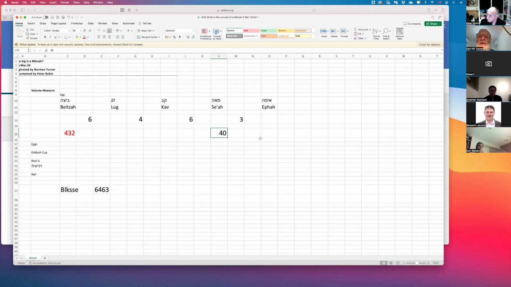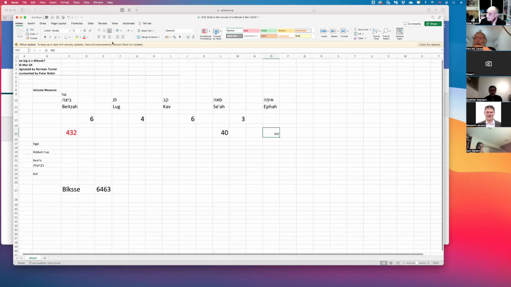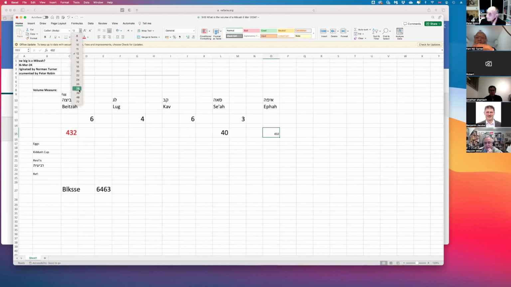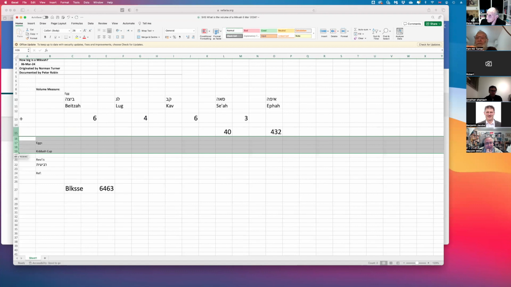Perhaps that 432 will move across to right next to the word A4. Well, you've got the 3 there. Just take it up to 5,760 Beitza. Ah, there's your 432. So again, 432. We can take that 432 in red away now, I suppose. Don't need it anymore. Just delete that. Good. So there's your 432, which is 6 times 4 times 6 times 3. Correct? That's an A4.